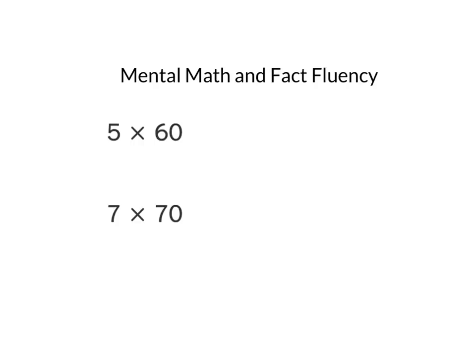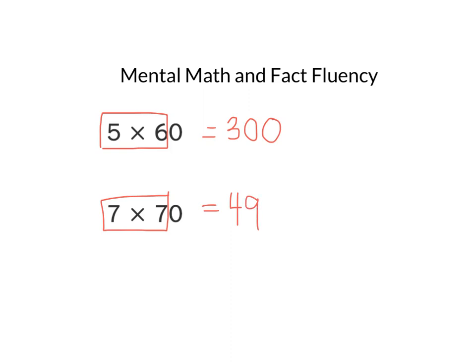I want to look at these problems and I want you to think about what problems you see hidden inside of here, some basic facts. When I look at the first one, I see 5 times 6 hidden in there. And I know that the answer to 5 times 6 is 30. But I know that 5 times 60 equals 300. Let's look at the next one. The basic fact hiding inside of 7 times 70 is 7 times 7, which is 49. And then add that extra 0 to the end. 7 times 70 is 490.